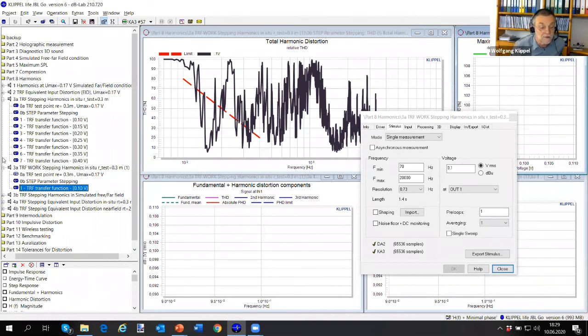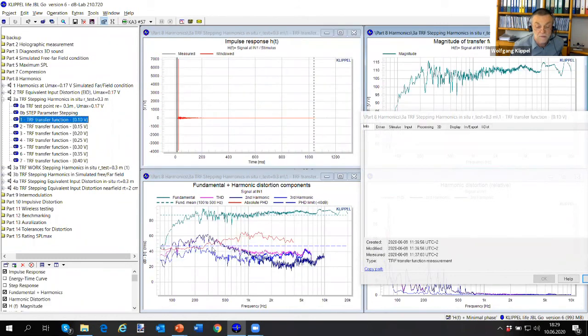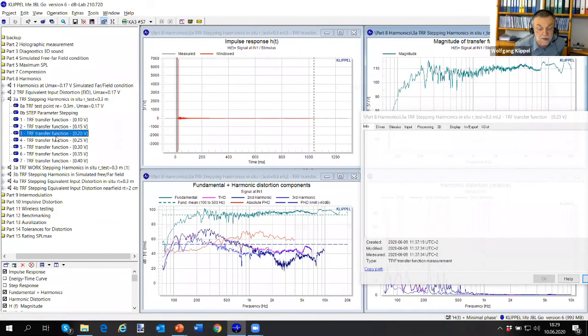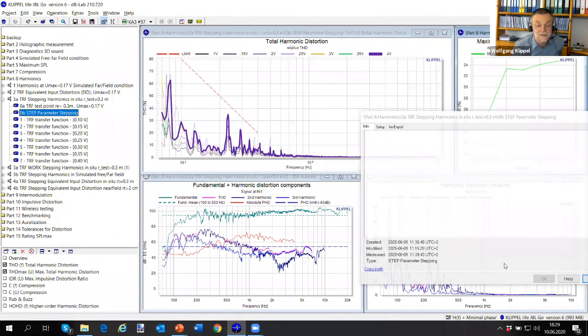Here you see the result from a good one. I close that. I have done the measurement. And here you see the first measurement at 100 millivolt, then at 150, 200 millivolts, and finally to 400 millivolts, and so on. Yeah, and here nicely to summarize the results.